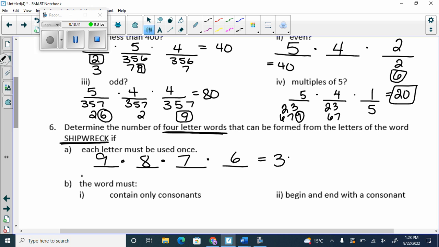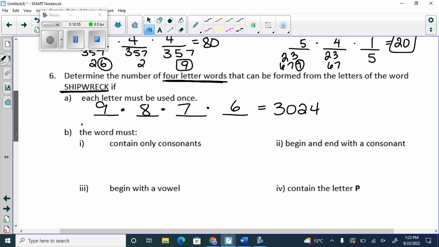So it's 3024. Now I'm going to put my letters back. So I start all over again with all the letters in shipwreck, correct? There's 9 letter options. But now this word must contain only consonants. Consonants are not vowels, okay? So see you later, I and E.